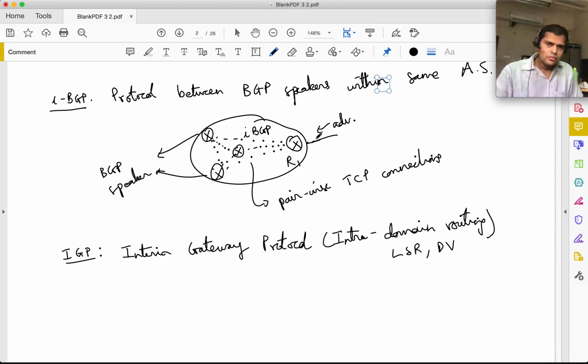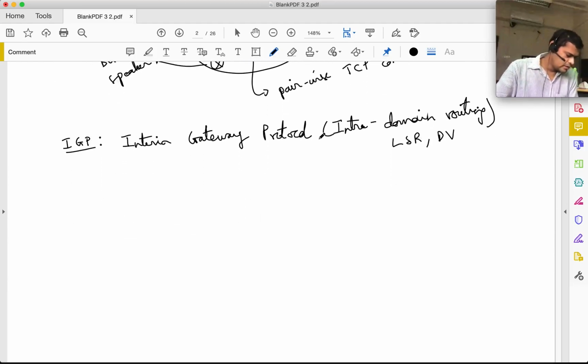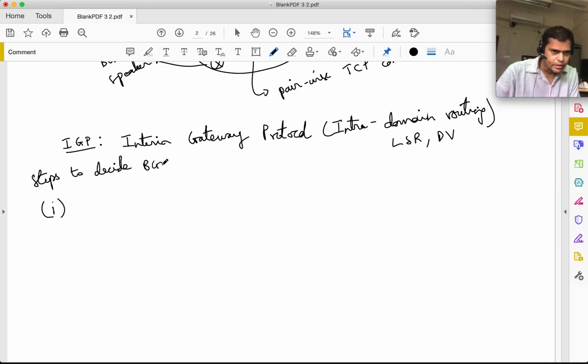Now suppose you have learnt about different BGP routes, you might have to choose a particular route. You may have multiple routes to the same prefix, and in that case you would have to decide. So what are the steps of sharing information first? Let's say steps to decide BGP paths to use.